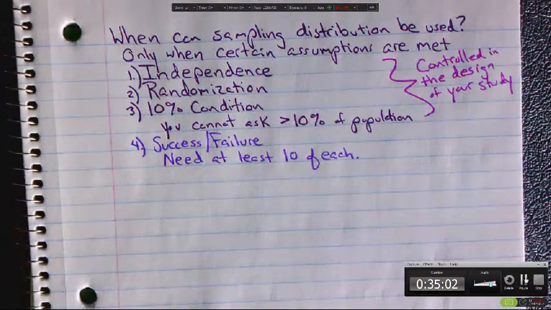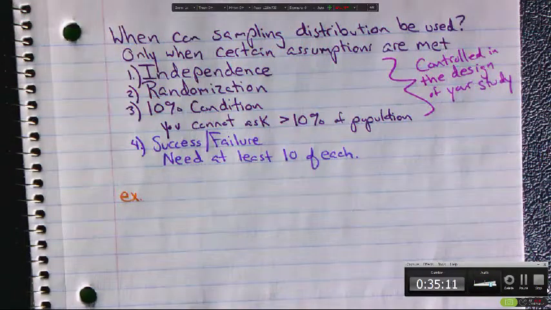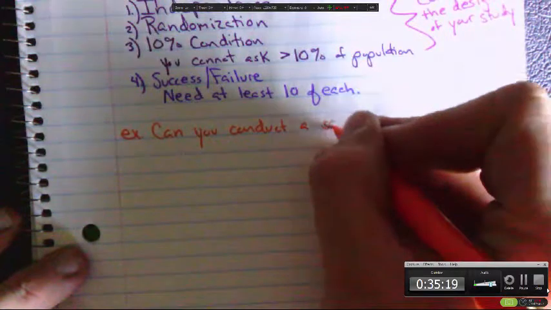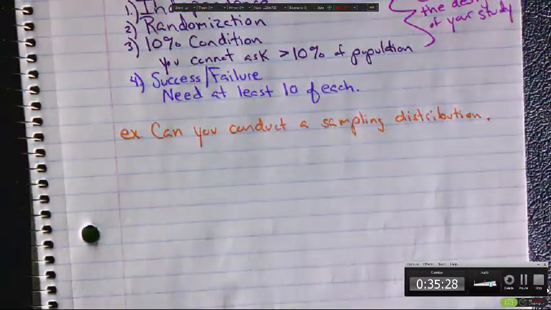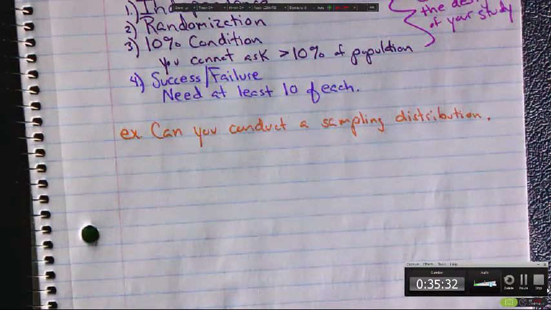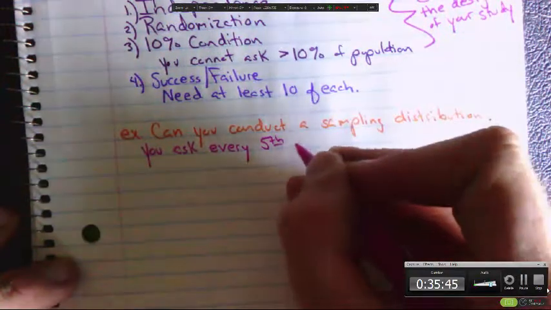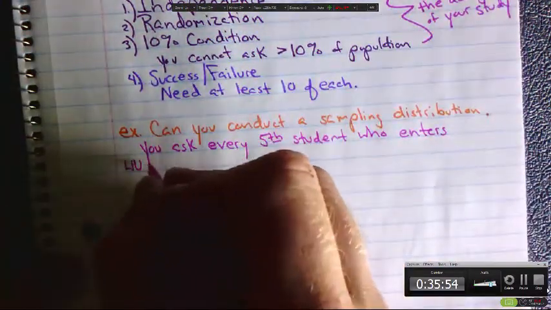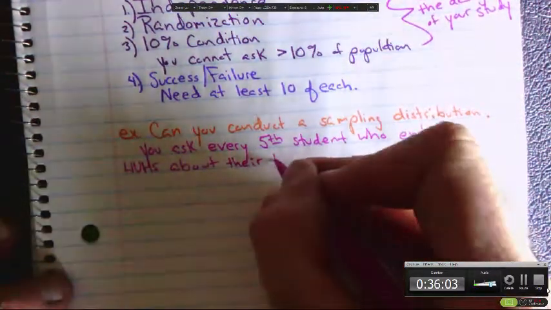Statistical reasoning, mathematics. Here's an example. Can you conduct a sampling distribution? This just means, can we apply the concept of sampling distribution? Can we use this to make a prediction about the entire population? Here's the scenario. You ask every 5th student who enters West Union High School about their belief in ghosts.